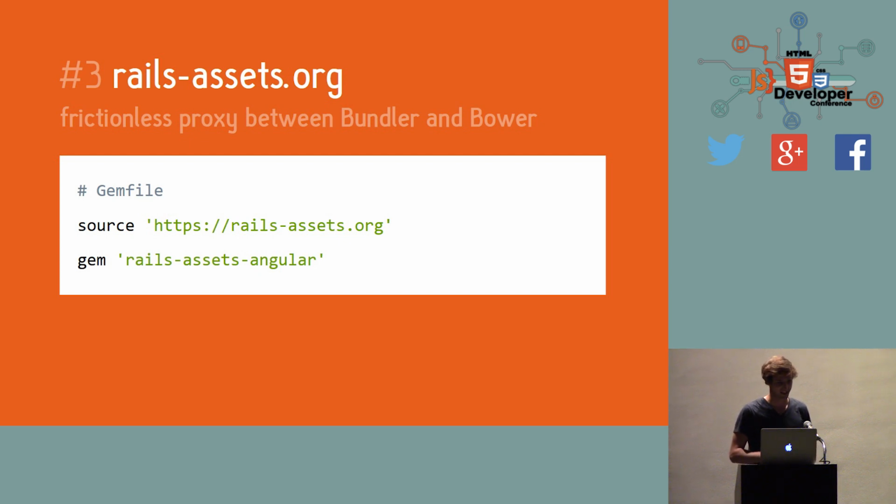And then, last but not least, Rails assets. This has been pretty great. All the browser dependencies that you want to include in your repository get pushed up to rails-assets.org, which is just like RubyGems. So if you install rails-assets-angular, it's going to include that specific version of Angular, and you can specify which version you want.